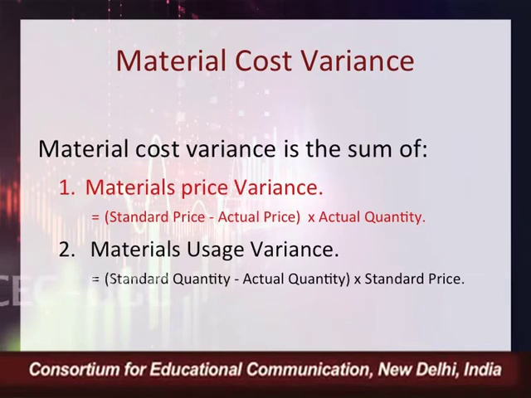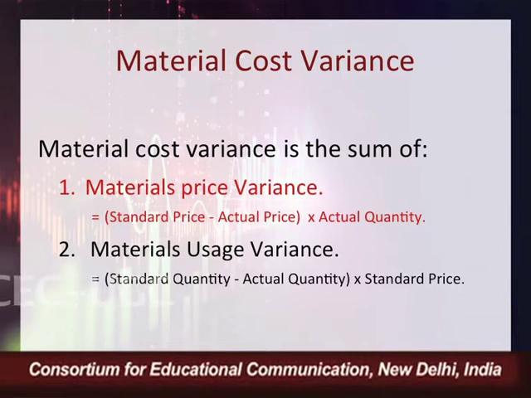If I have to calculate material price variance, what is the formula? Material price variance is equal to standard price minus actual price, multiplied by the actual quantity. So we find out the difference between the standard price and actual price, and the difference can either be 0, positive or negative. Whatever the difference is, it needs to be multiplied by the actual quantity, and the resultant value is known as material price variance, or in short MPV. So this will be my material price variance. If you look at this formula, we are finding out the difference between the standard price and actual price.